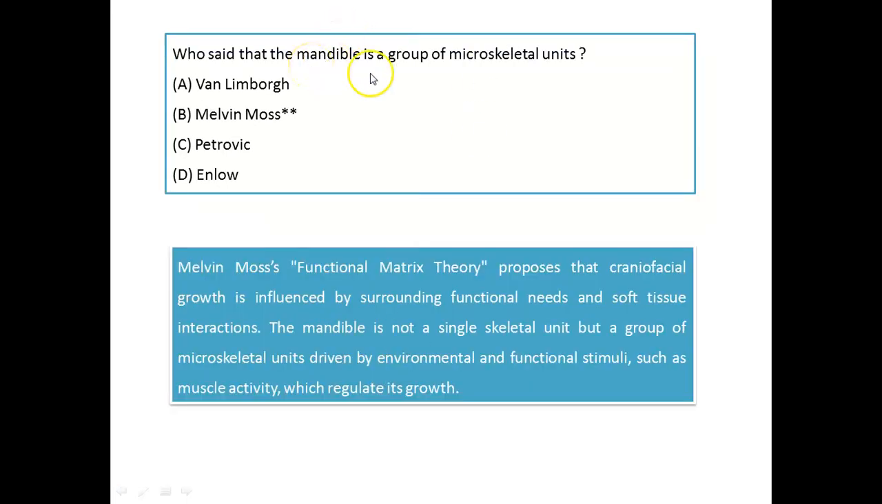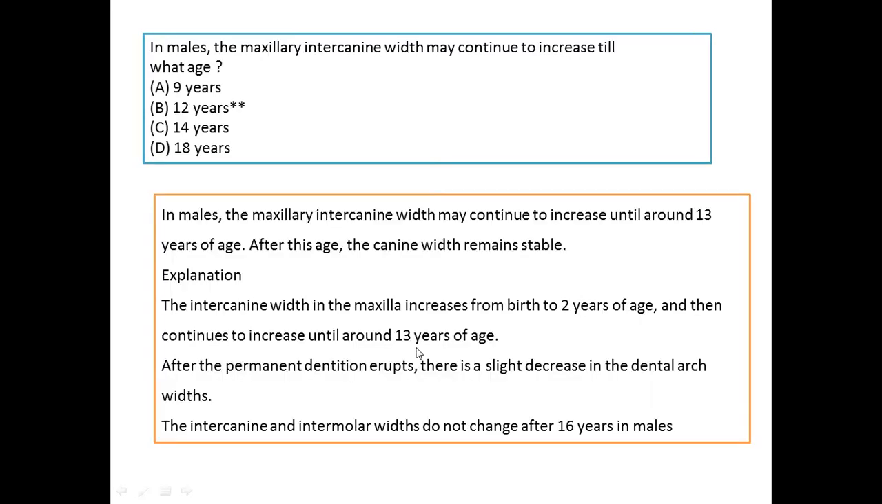Now who said that the mandible is a group of microskeletal units? Dear student, this is a question from theory, that is the functional matrix theory. It was said by Melvin Moss. What he suggested is that growth is influenced by functional need and soft tissue interaction. So the mandible is not a single skeletal unit, but a group of microskeletal units driven by environmental and functional stimuli like muscle activity, which regulate its growth.